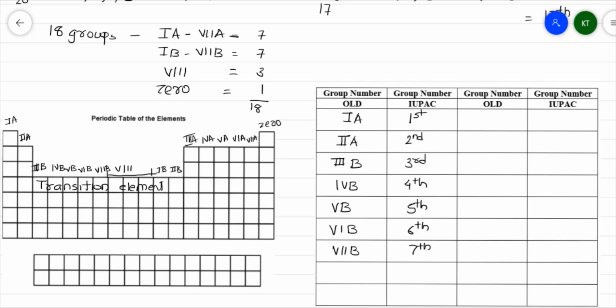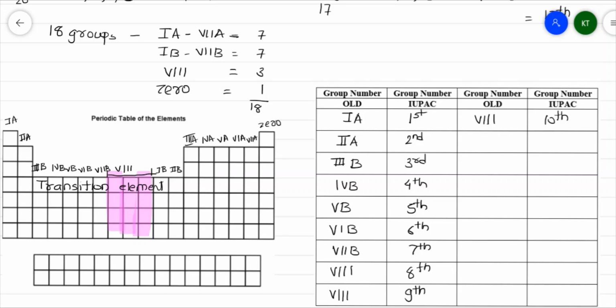Now as you can see, your 8th group has got 3 vertical columns, first, second, third. So this is your first vertical column, that has been given the 8th group. Once again, the second vertical column has been given the 9th group, and one more vertical column, the third one, has been given as the 10th group.